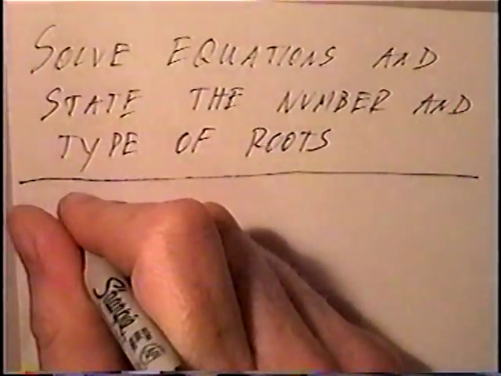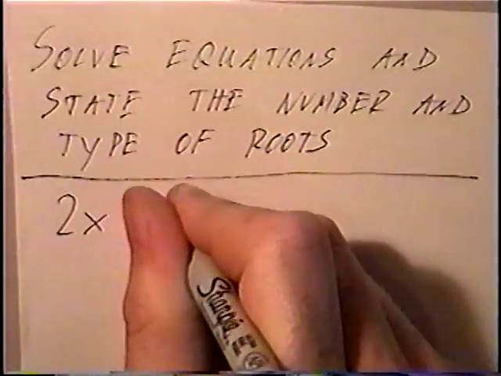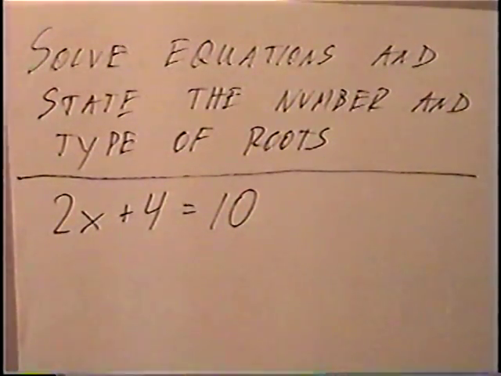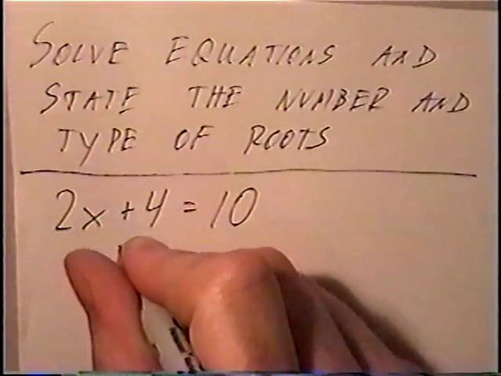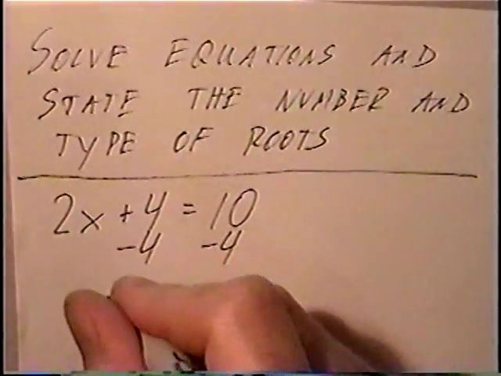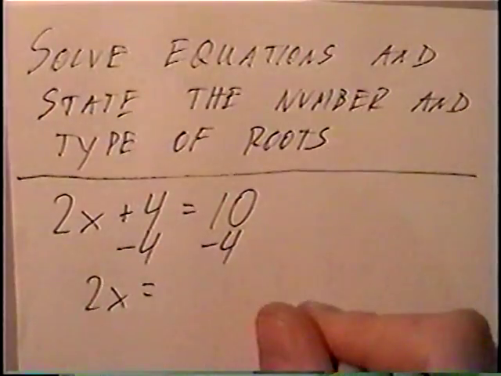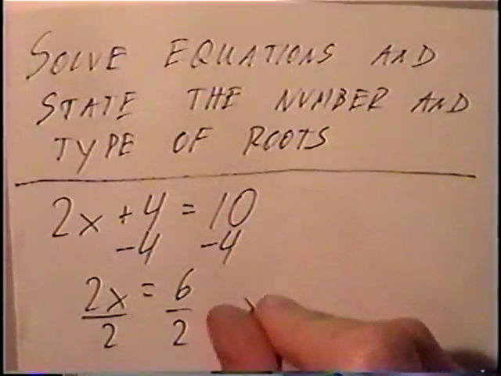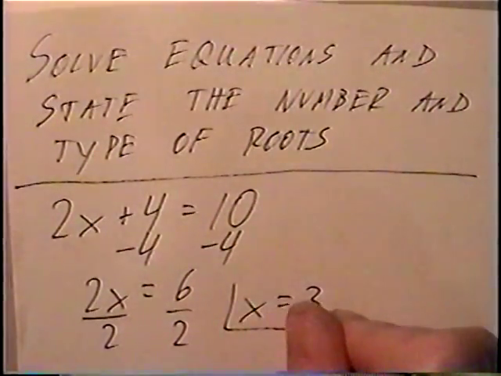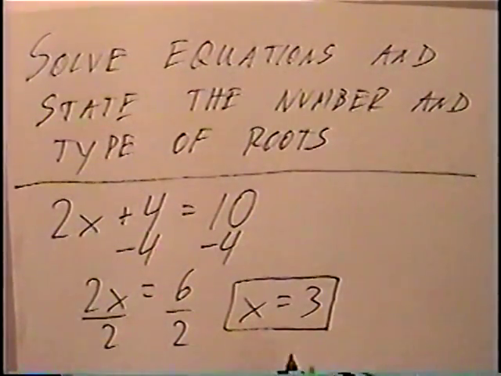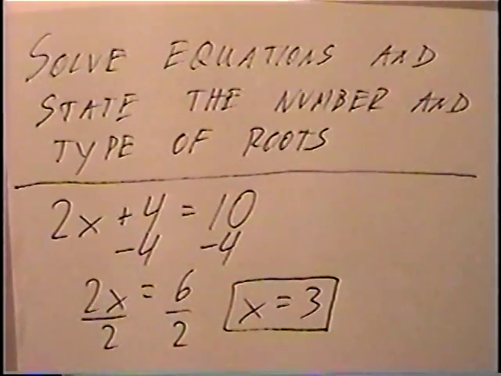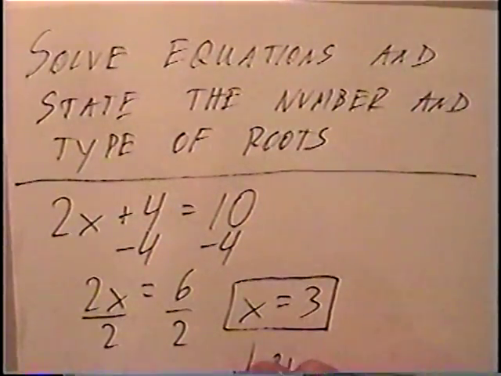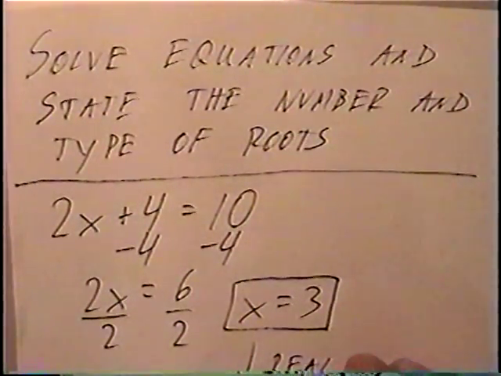First question is 2x plus 4 equals 10. Solving a single variable equation, we can subtract 4 on both sides. So 2x equals 6, and dividing by 2 on both sides, we'll get the answer of x equals 3. So solving the question, x equals 3, the number of roots would be one answer, and the type is a real number, so this question has one real solution.